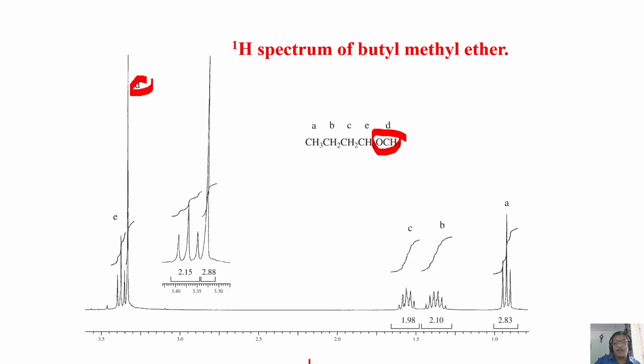This is proton D. Then it is not coupled to anything, though CH2 is there. This CH2 is coupled to this. It has to be a triplet. See, there is a triplet here. This is proton E.